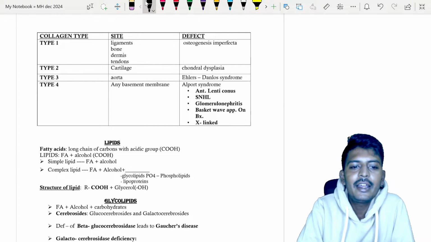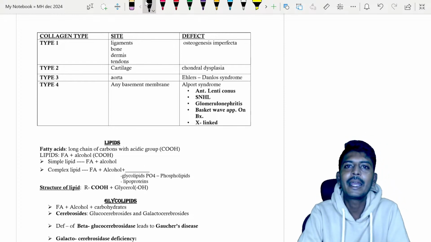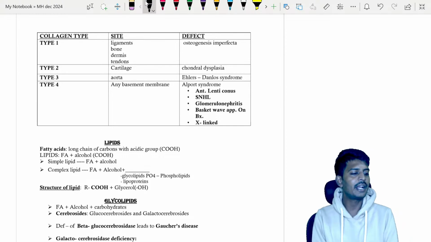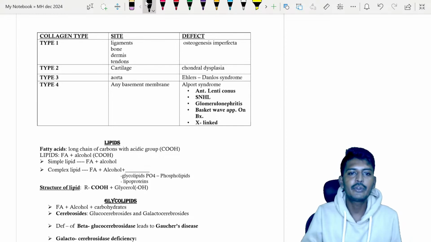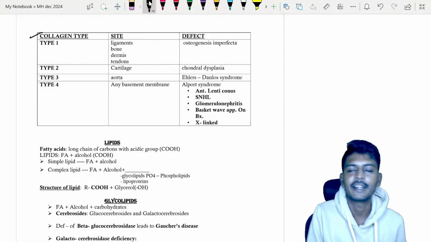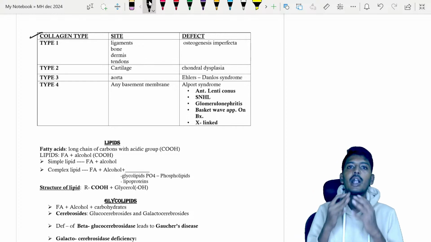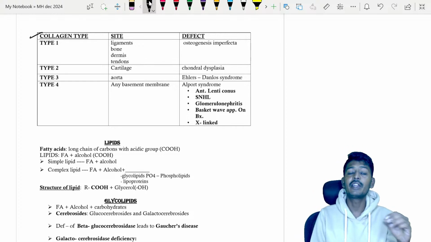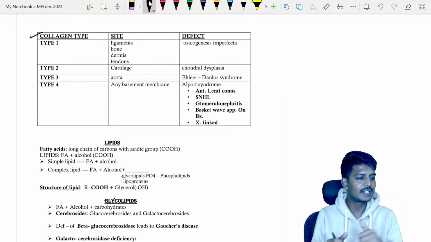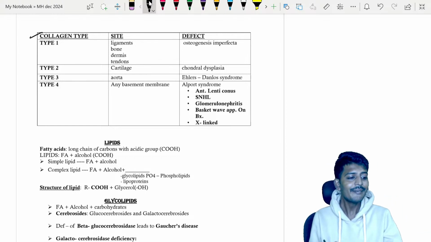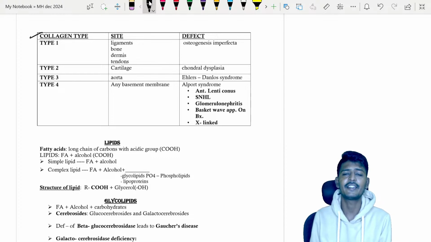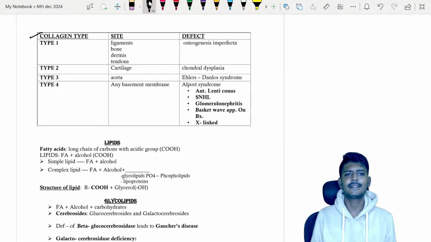Okay, so in the earlier discussion we had done it till the amino acids chapter. The next important aspect after amino acids, my dear students, is collagen related defects. So what is collagen? Collagen is a type of structural protein which is the most abundant protein of the human body. It is present in your skin, in your bones, in your subcutaneous tissue, in so many places.